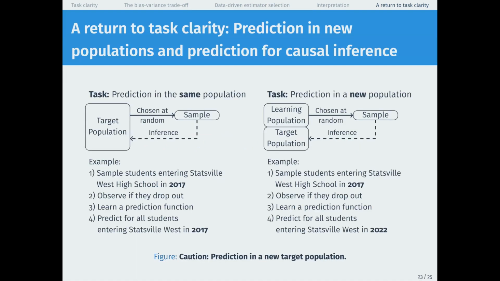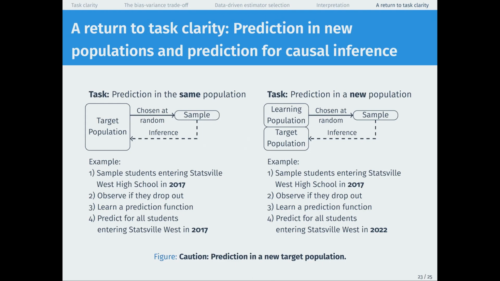Okay, so I'm going to first talk about a story at the left, which involves the simplest case, kind of similar to where we started out this talk, then the task at the right, which becomes more complicated. So on the left, we're going to think about prediction in the same population from which the sample was chosen. So suppose we have a sample of students entering some high school. We're going to call it Statsville West High School in 2017. For each student, we observe if they drop out of high school or if they finish and get their diploma. Then we learn a prediction function to see how the characteristics of those students as they entered high school predict whether or not they would drop out before finishing their degree.